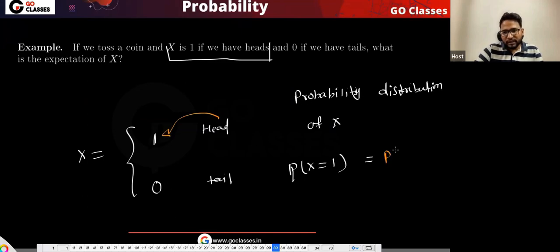So basically, it is same as saying probability of head, which is 1 by 2, because head is coming with the probability 1 by 2. So it is 1 by 2. Now let me write the probabilities here. So x is equal to 1 and 0 with the probabilities, like in the short form, people say WP, with probability 1 by 2. WP means with probability. It is not my short form, it is a general standard short form, and people say with probability.